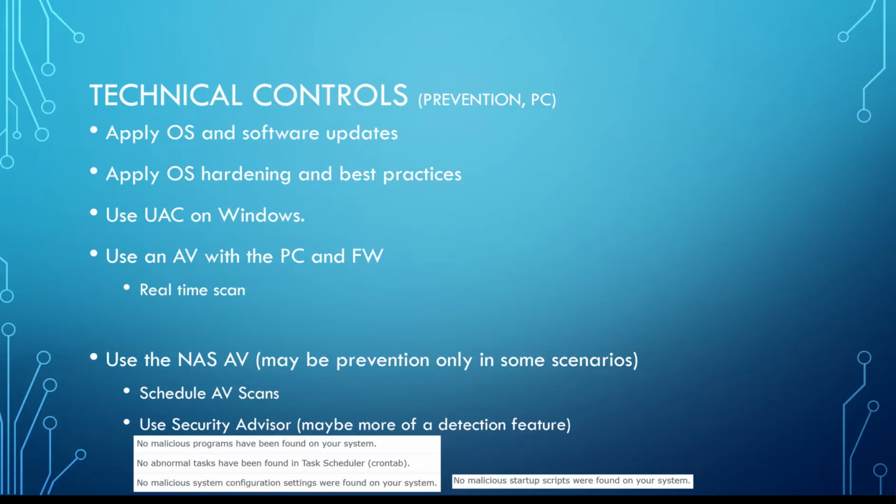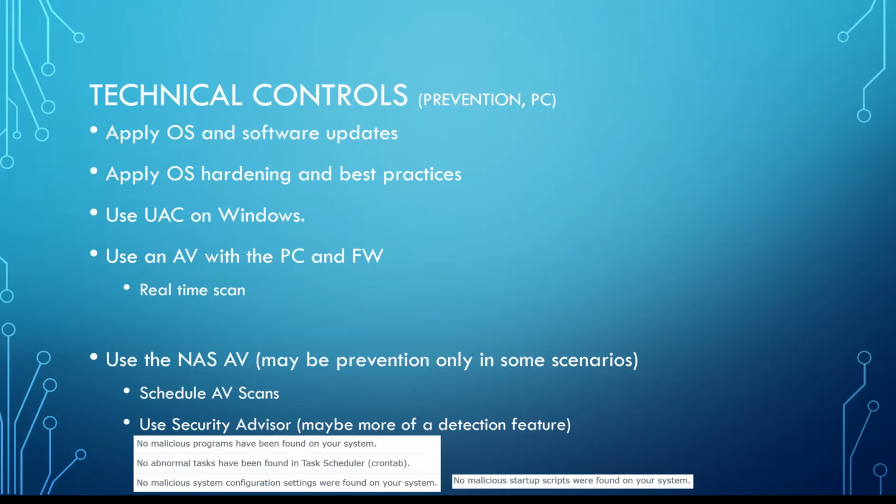Now, on the personal computer, of course, you've got some things that you can do. I will not go into too many details because there's a lot you can do. So always apply operating system and software updates, apply OS hardening and best practices, always use user account control on Windows. So don't deactivate the UAC, because if you're using an administrator account, you will be a permanent admin, so malicious code can be executed in an easier way.